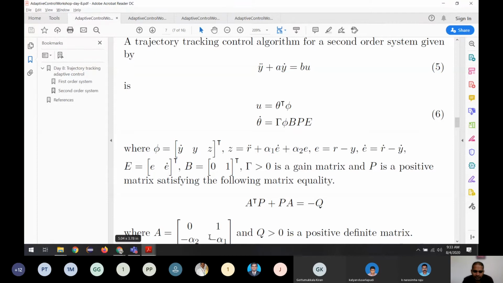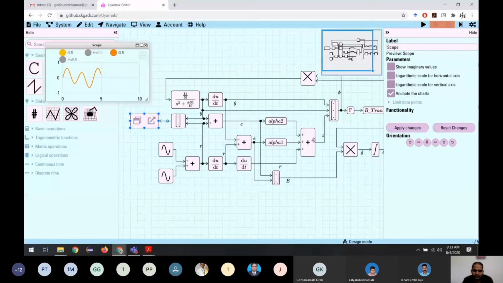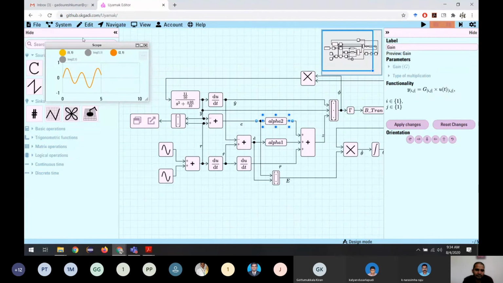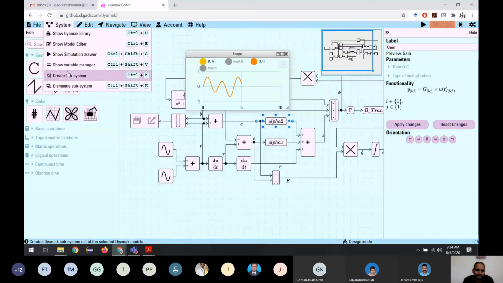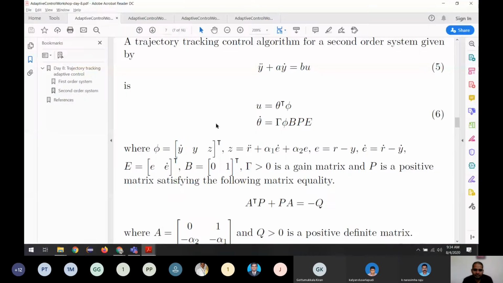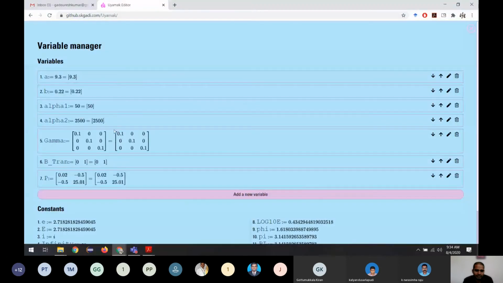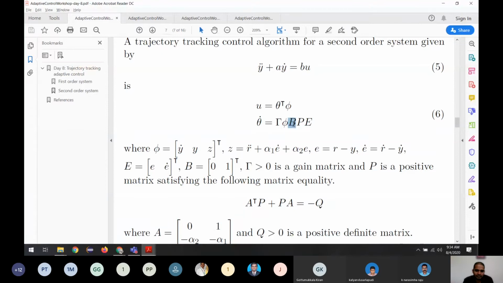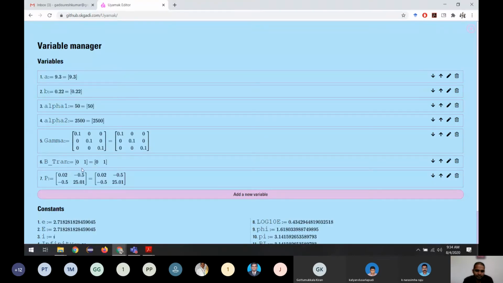Okay, I didn't say what alpha 1 and alpha 2 values I'm taking. If we go to the variable manager, we can see all the variables we are using in this. The gamma should be a 3 by 3 matrix, and we are giving this value. B we already know, and P we saw. And alpha 1 and alpha 2, we are giving 50 and 2500.